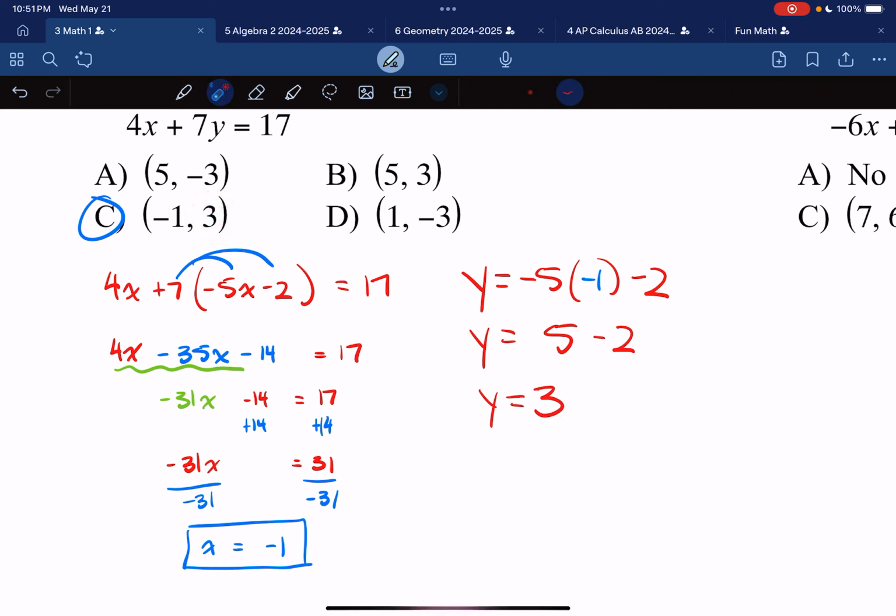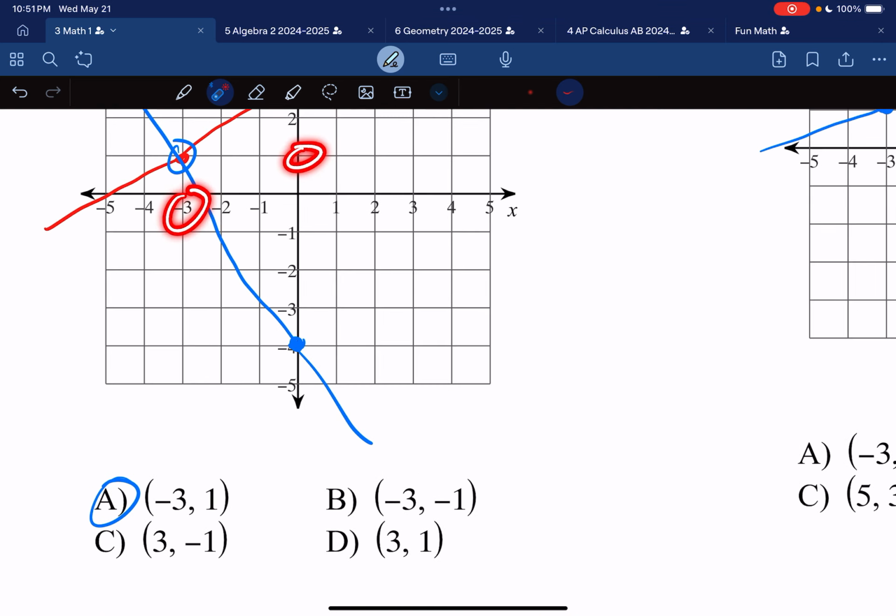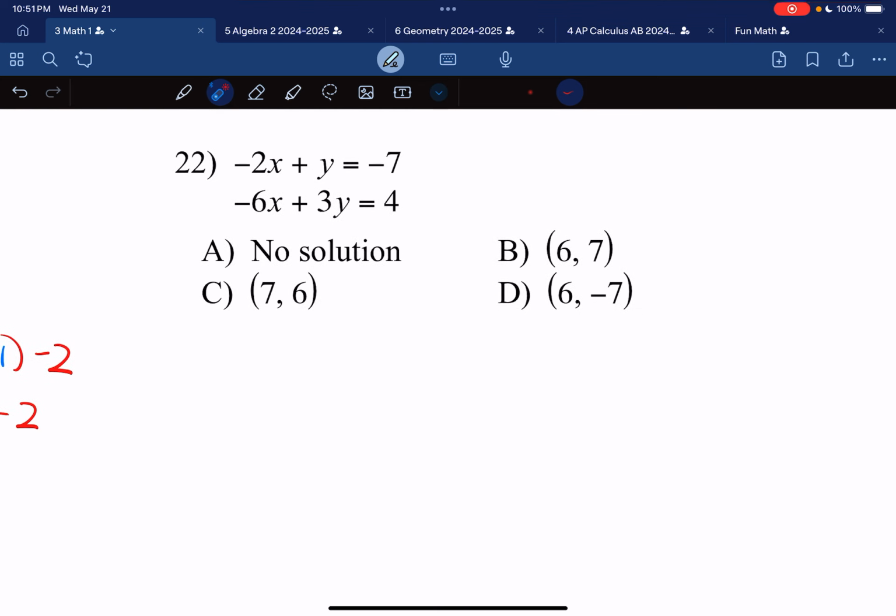Putting these two together gives you your x and y coordinate, just like you did back here when you were graphing. You need both an x coordinate and a y coordinate to figure out what this point was supposed to be. All right, let's do number 22.